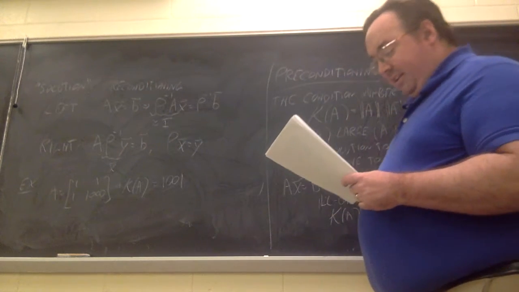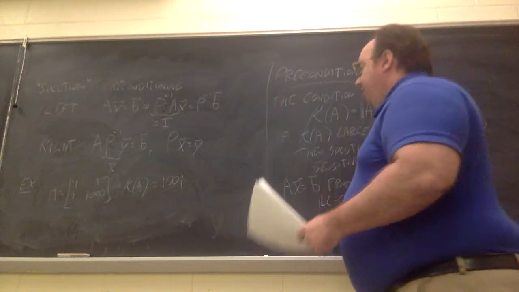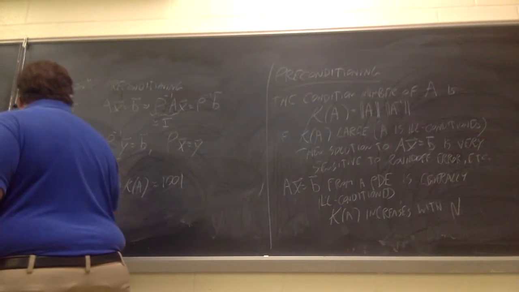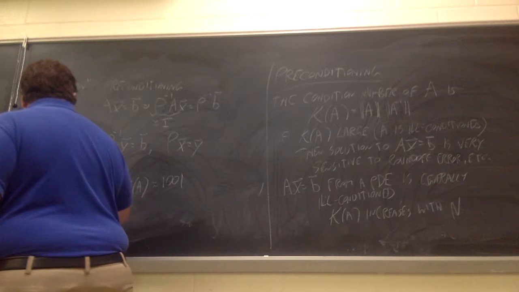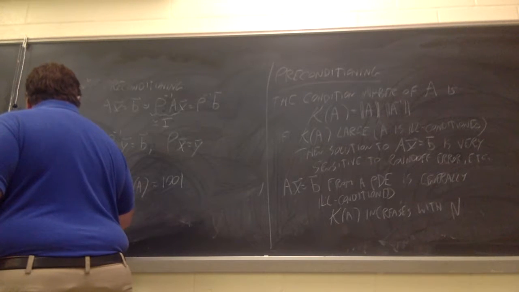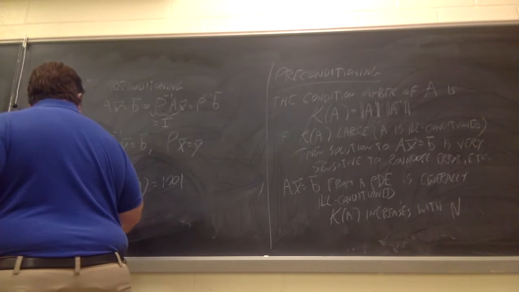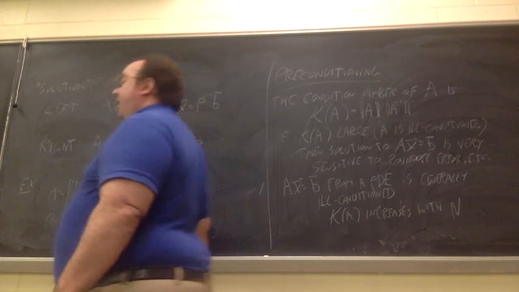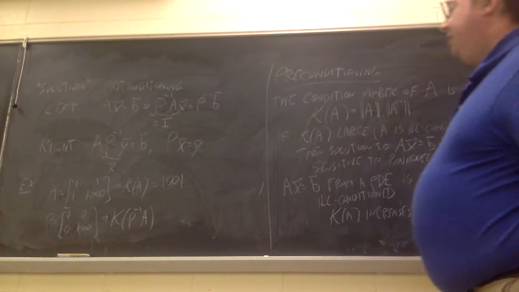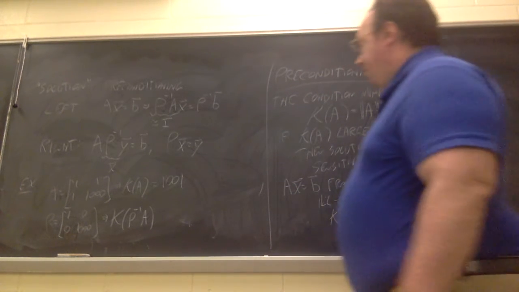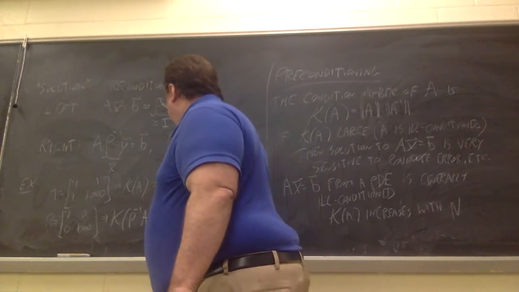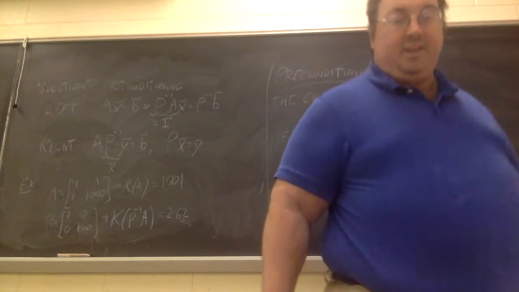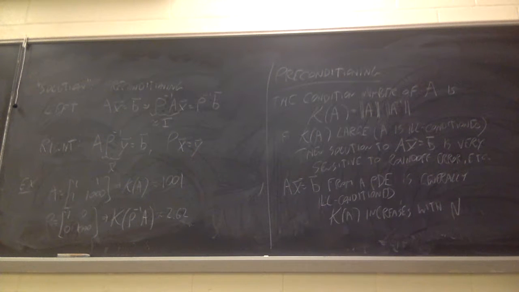So a very simple-minded preconditioner is just to take the diagonal, 1, 0, 0, and 1,000. So the condition number of P inverse A, if we use this as a left preconditioner, is cut down quite a bit. If only it was that way all the time, but it's not.